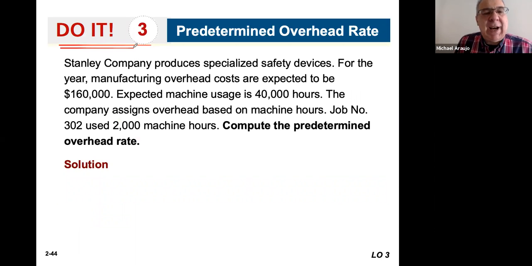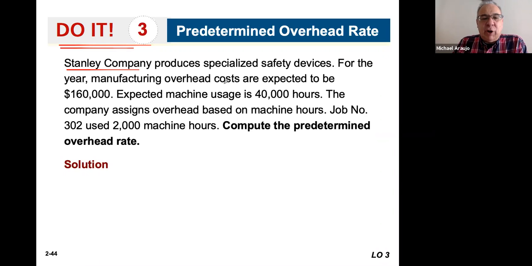So do it exercise number 3. That's already done for you in the book. As you know, it's called the do it exercise, but in reality, because they've already done it, it's really a done it exercise. And so we have Stanley Company. They produce specialized safety devices. I hope everyone feels a bit safer now.